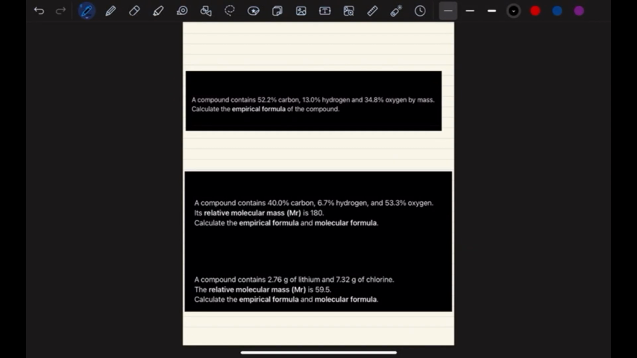Okay, so now we've got 3 questions to try relating to this topic. One of them you're using the percentage composition. Another one, I want to use percentage composition and you're doing empirical and molecular. The other one, you're using the mass and you're going to do empirical and molecular as well. So take a moment, pause the video and try out these questions.